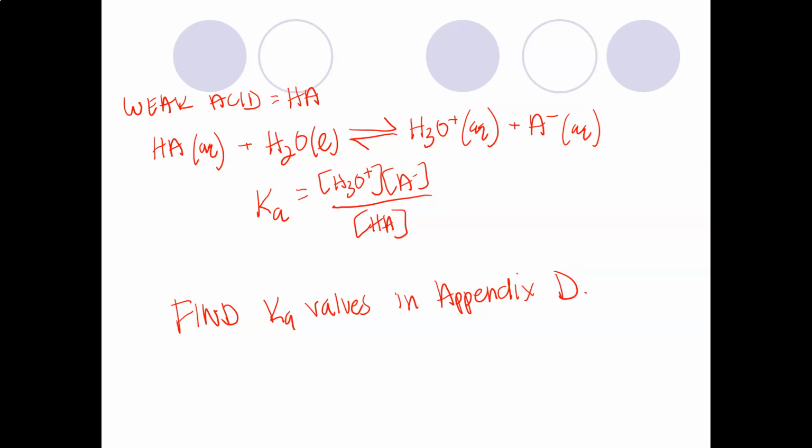That's not a thing that we memorize. You memorize the 7 strong acids. You memorize the 8 strong bases. You memorize what it means to be a strong acid or a strong base, but we're not going to memorize the Ka values.